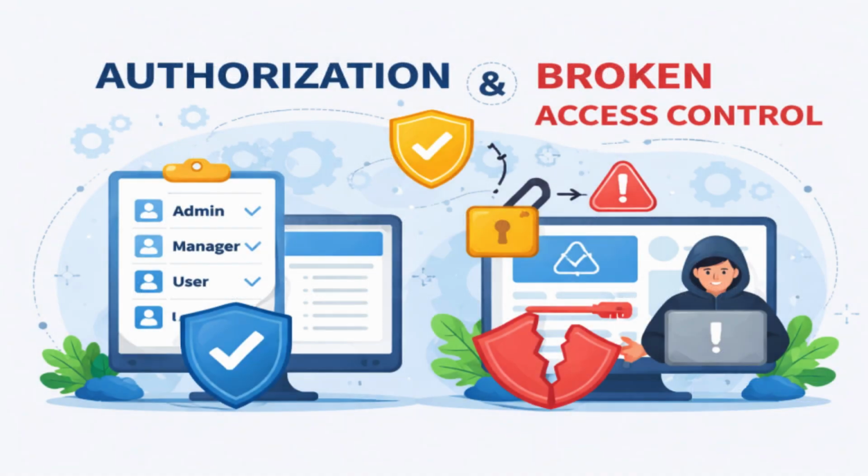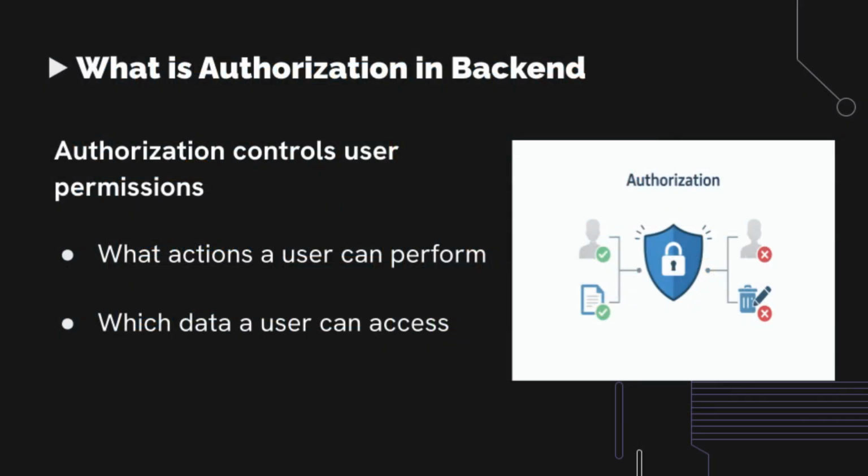In this video, we will start by understanding what authorization means in backend systems and then take a closer look at broken access control, one of the most critical security issues in modern applications. Let's start with what authorization actually means. Authorization is the process of deciding whether a user is allowed to perform a specific action on a specific resource. In simple terms, it decides what each user can and can't do inside a system.